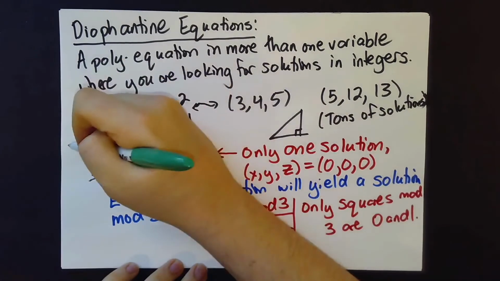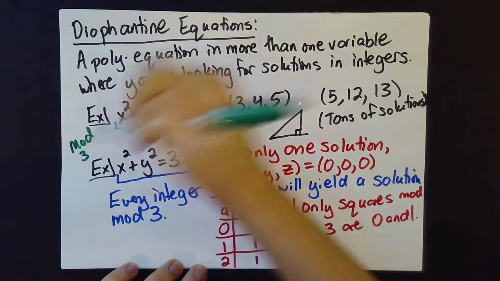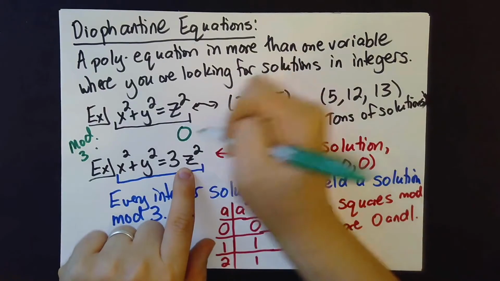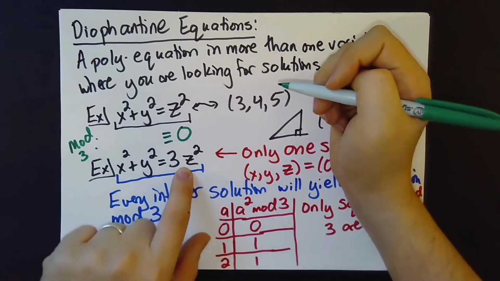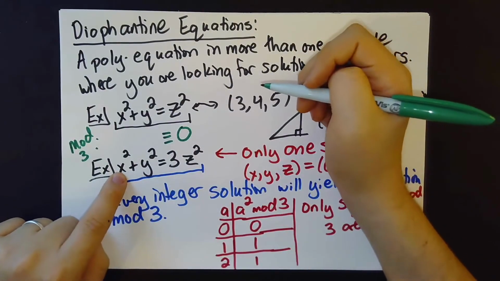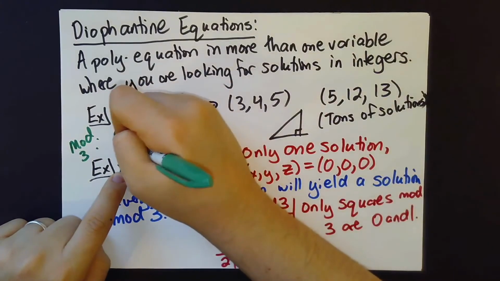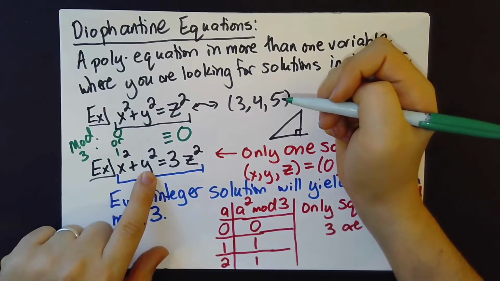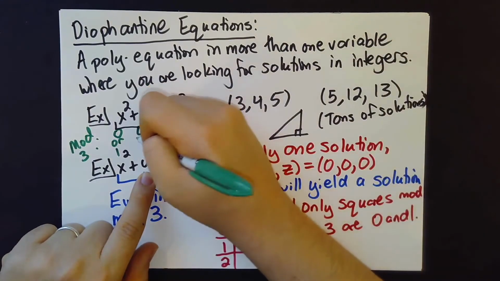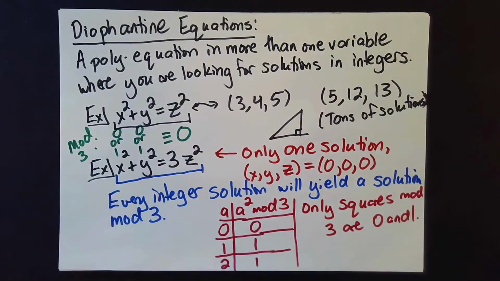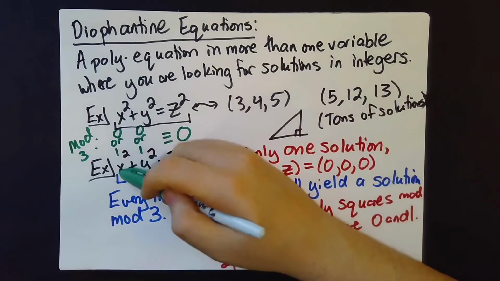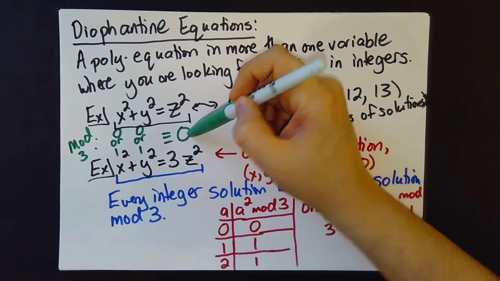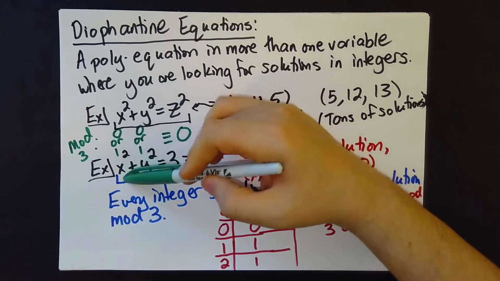So, when I look at this equation mod 3, what happens? Well, 3z squared is just 0 mod 3. x squared is a square, so it is 0 or 1. y squared is a square, so it is 0 or 1. So mod 3, whatever x, y, and z are, 3z squared is 0, y squared is 0 or 1, and x squared is 0 or 1.